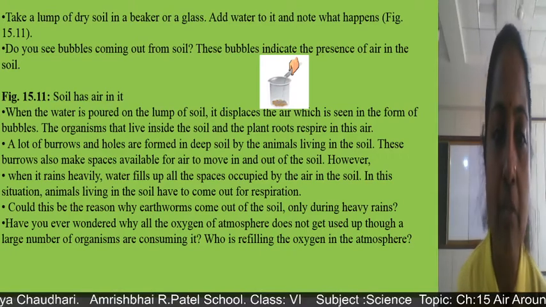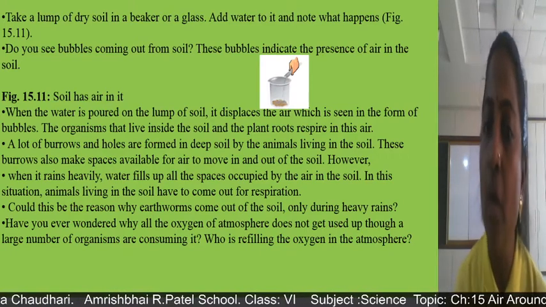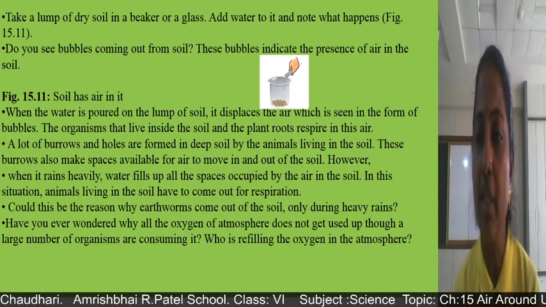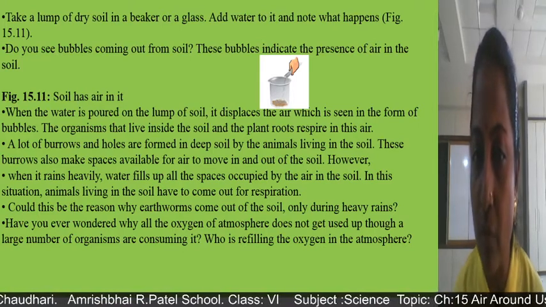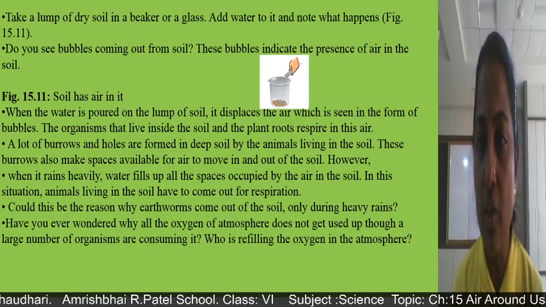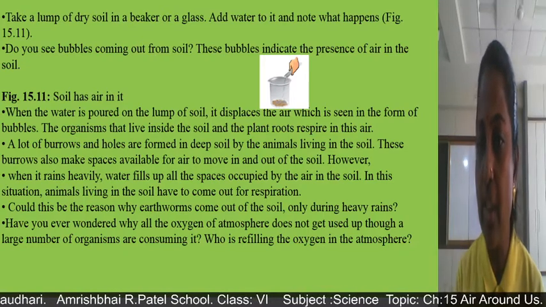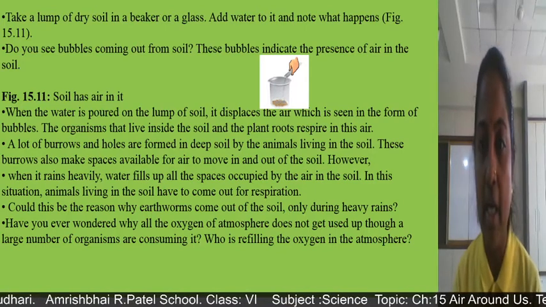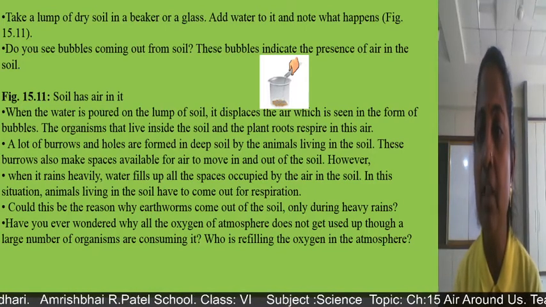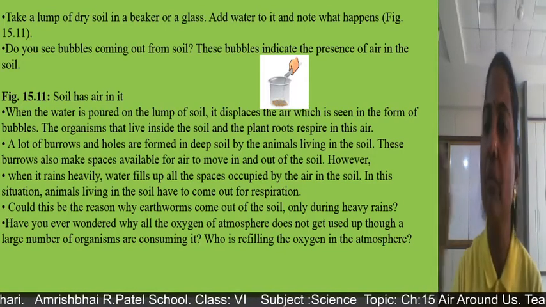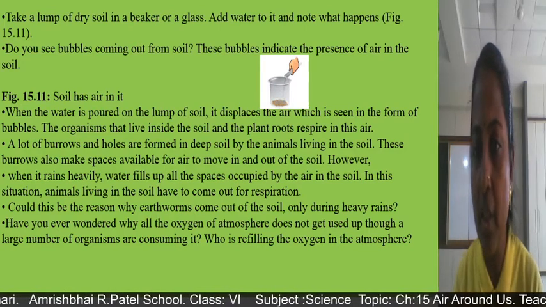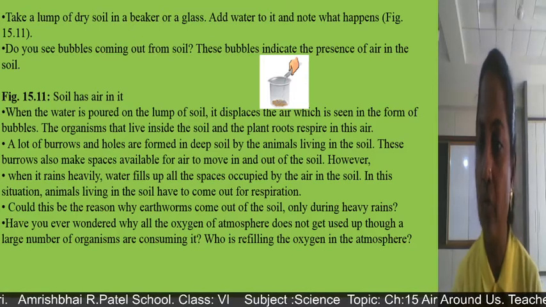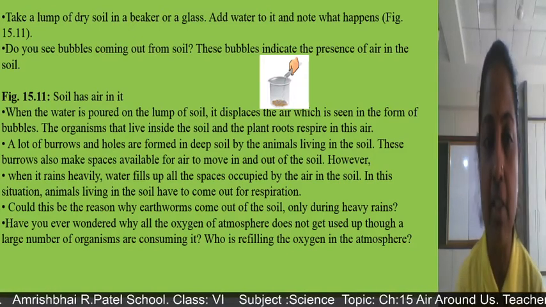Could this be the reason why earthworms come out of the soil only during heavy rains? That is the only reason: during heavy rains the earthworms also come out of the soil, because water seepage occurs. Water is going inside the soil. At that time the air which is filled in the soil is escaping in the form of bubbles. Now there is no air present. So that's why earthworms come out of the soil during heavy rains.